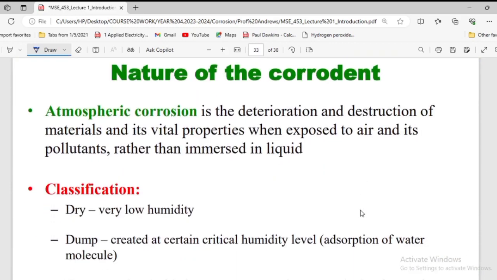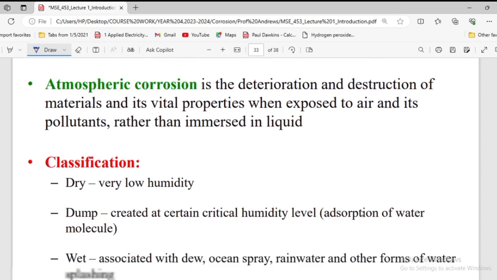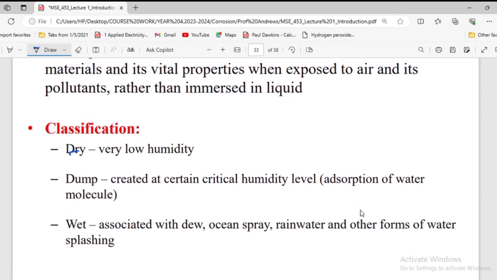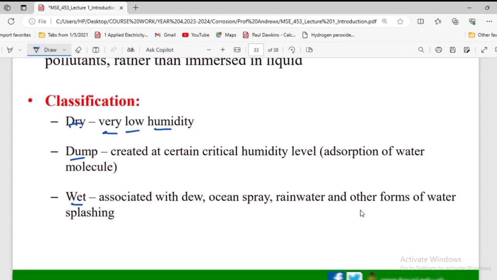When we look at the nature of corrodant, atmospheric corrosion is the deterioration and destruction of materials and their vital properties when exposed to air and its pollutants, rather than immersed in a liquid. That is atmospheric corrosion. So here, the classification: dry is at very low humidity. We have damp, which is in between, and wet, associated with dew, ocean spray, rainwater, and other forms of splashing.